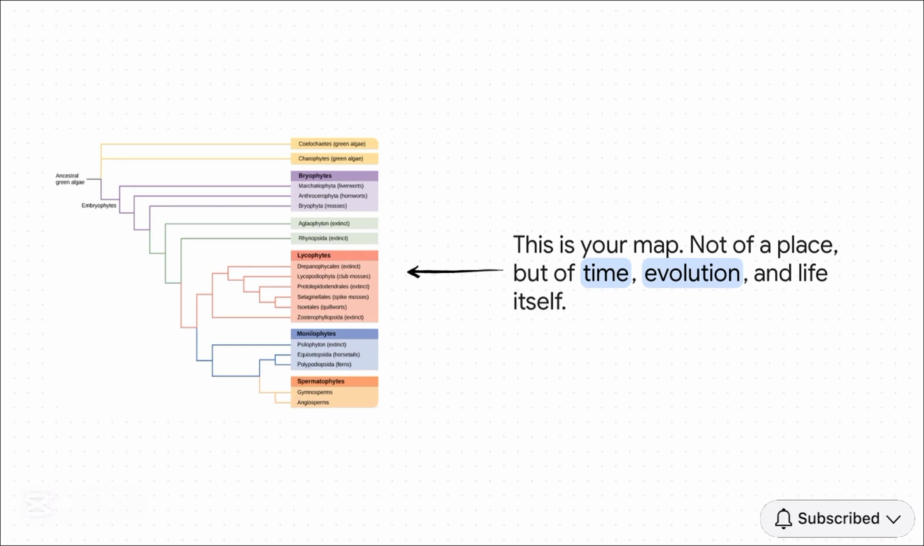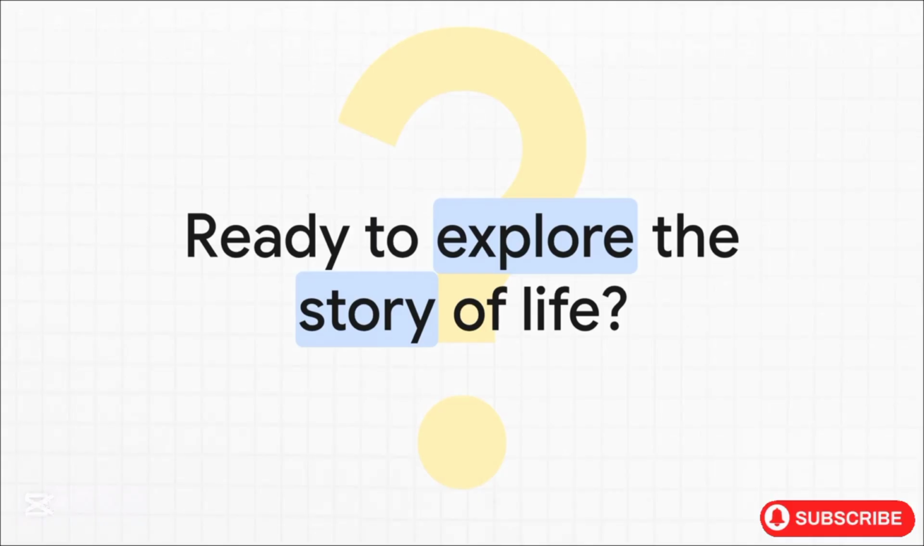Well, this is yours. And look, this isn't a map of cities or continents. It's a phylogenetic tree. It's a map of time itself, showing how every single living thing, from the tiniest bacterium to the biggest whale, is connected. This is going to be our guide through the epic saga of evolution. So, the only real question is, are you ready to explore? To see how it all started and how we got here?